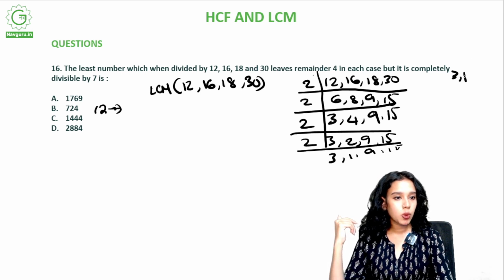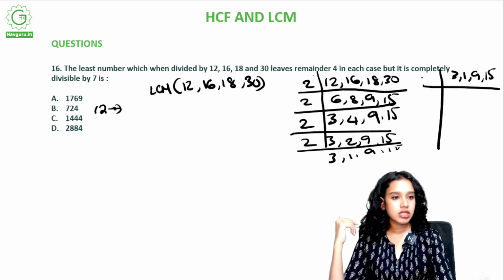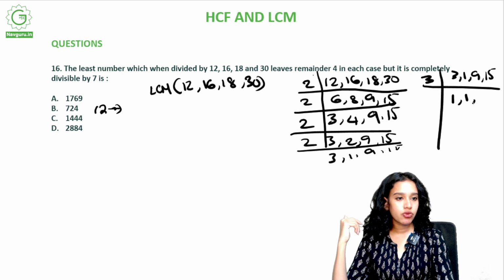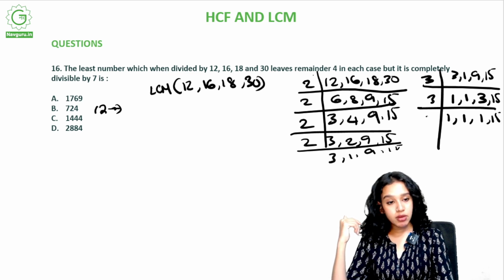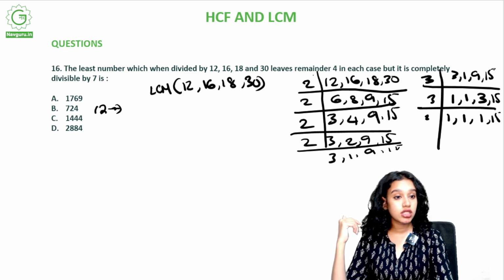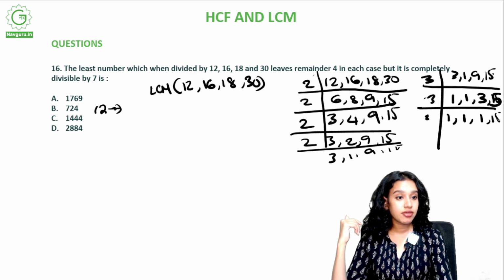So we have 3, 1, 9, 15. Dividing by 3, we get 1, 1, 3, 15. Again by 3, we'll get 1, 1, 1, 15. Again by 3, 15 and 3 would cancel out to be 5. Now dividing by 5, we'll get 1, 1, 1, 1, 1.